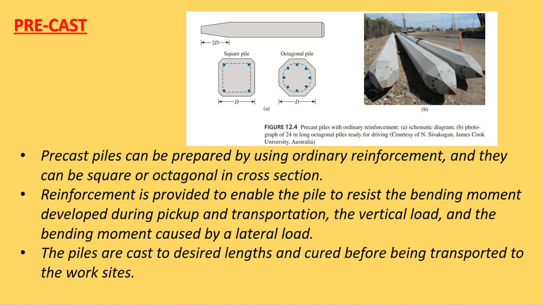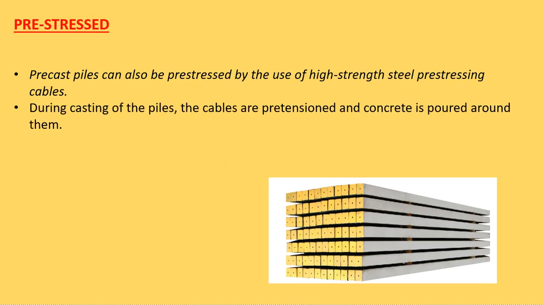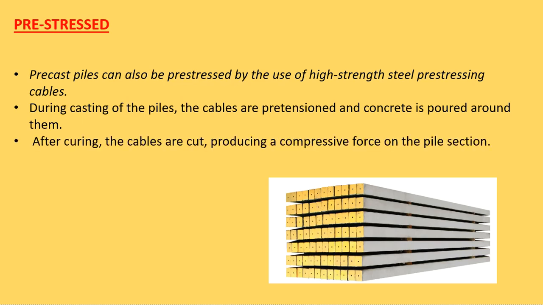The piles are cast to desired lengths and cured before being transported to the work sites. Pre-stressed concrete piles. Precast piles can also be pre-stressed by the use of high-strength steel pre-stressing cables. During casting of the piles, the cables are pre-tensioned and concrete is poured around them. After curing, the cables are cut, producing a compressive force on the pile section.